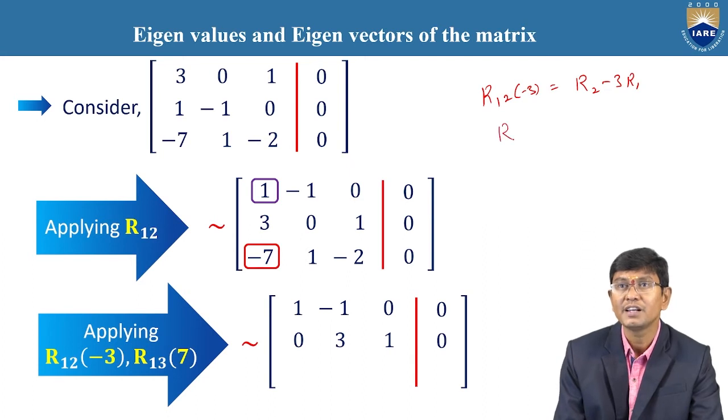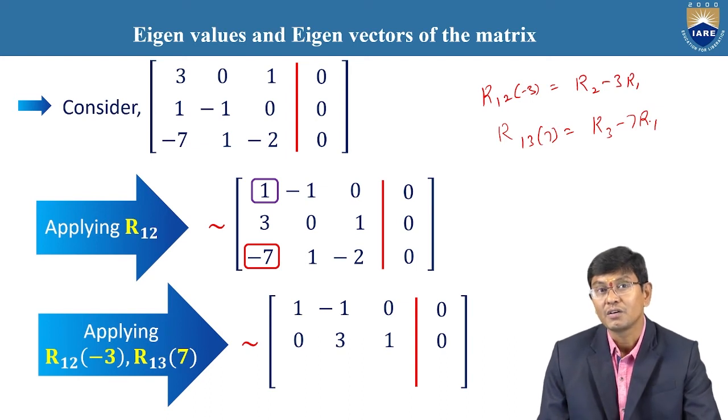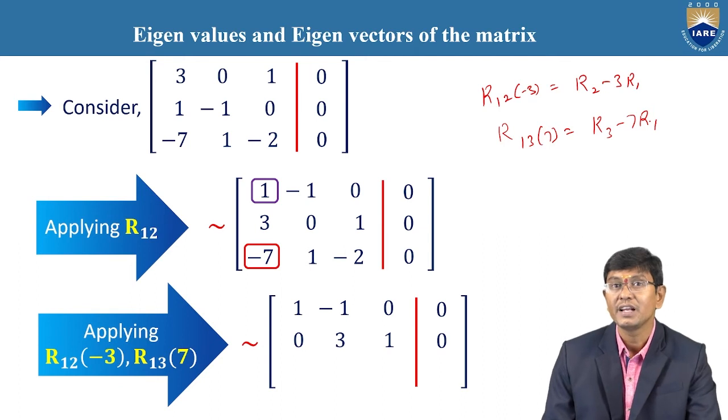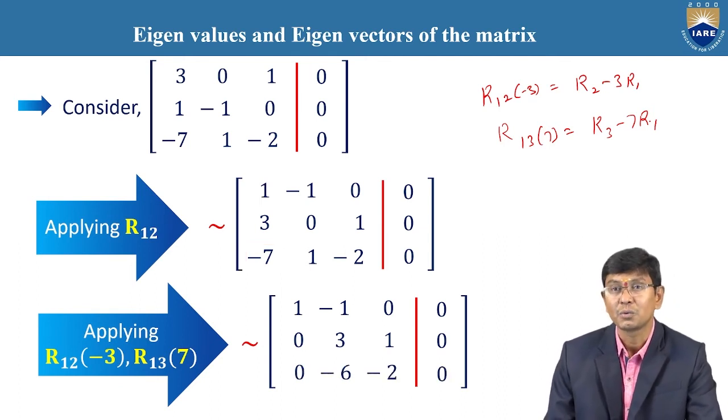And similarly, you need to remember that R13 of 7 is nothing but R3 minus 7 R1. These notations are called elementary operations, the elementary row operations. Here, after applying R13 of 7, the third row is changed to 0, minus 6, minus 2 and also 0.